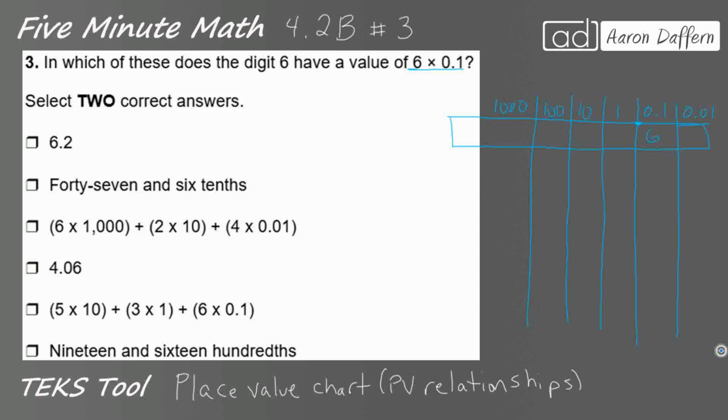Okay, so this first one, 6.2, 6 and 2/10. Well, let's look at that. 6 and 2/10. Obviously, the 6 is in the incorrect spot, so that's fairly easy.